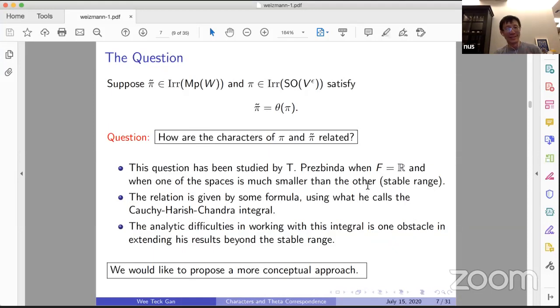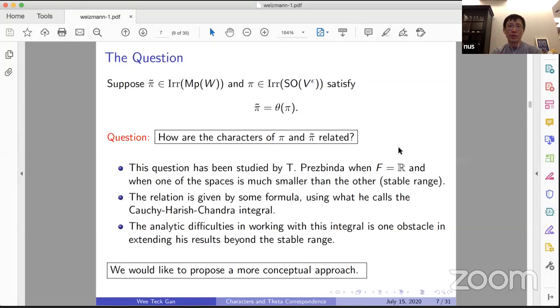So this is at the other extreme from the hypotheses I put today, because today I'm working in the equal rank case. In his papers, he most of the time assumed that one is working in the so-called stable range, where one space is at least double the size of the other. He has a series of papers beginning in the early 90s, and the most recent one was a paper in the Journal of Functional Analysis, maybe just last year or two years ago, studying this question.